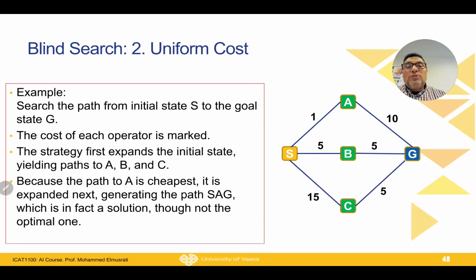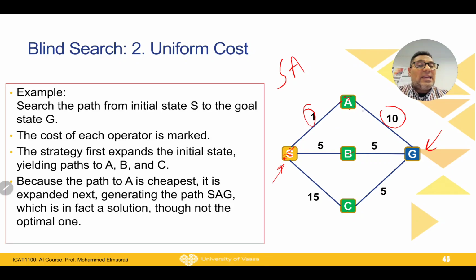Okay, for uniform cost, let us take this simple example. We are starting from the initial state S, and this is the goal state J. This is the cost for each state. Now we start by expanding all these states, so we expand A, B, C. When we expand all of them, which one do we continue with? Of course, we will select this state, because it has the minimum cost. So from S we go to A, and we start by expanding A.